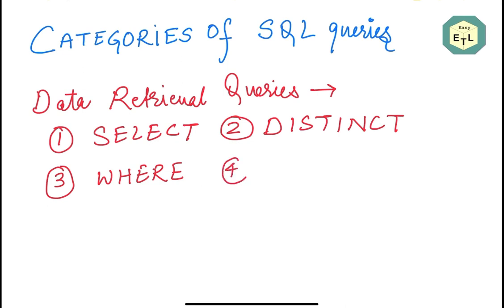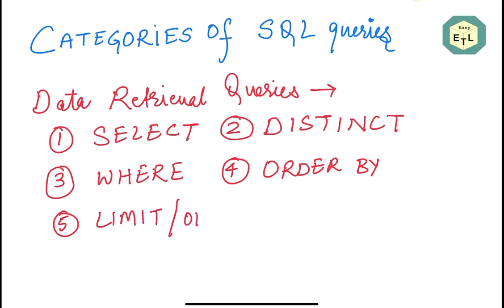And the fourth type is order by. This helps you to sort the result set by one or more columns in ascending or descending order. Fifth type is limit or offset. It actually helps you to restrict the number of rows returned.